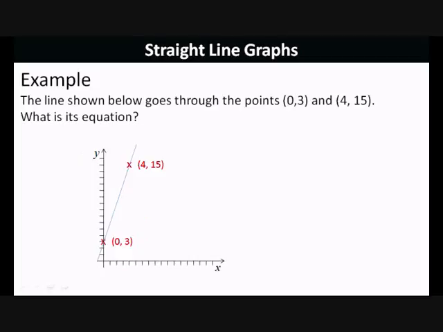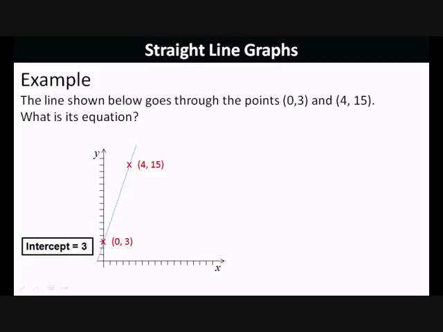So here's an example question. The line shown below goes through the points 0, 3 and 4, 15. What is its equation? Well, we can see that the intercept is 3, it cuts at 3. And we need to work out the gradient. We need to work out how steep it is.